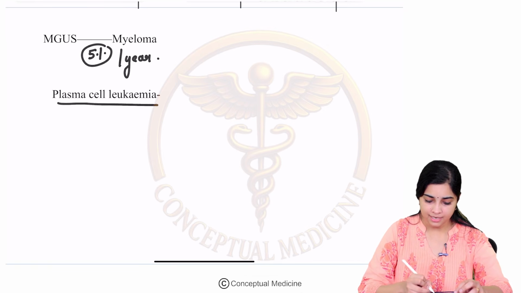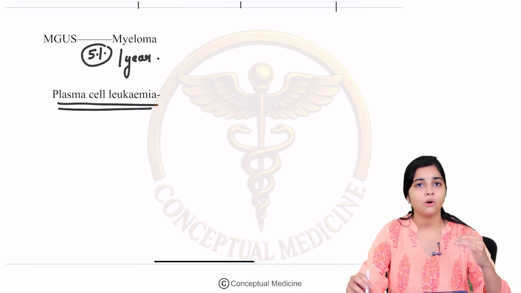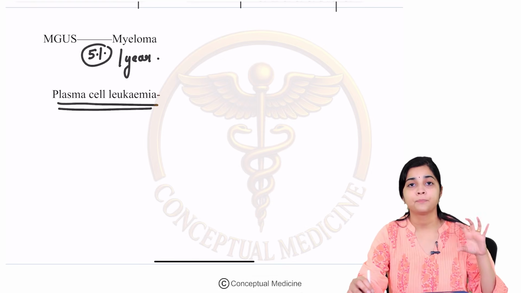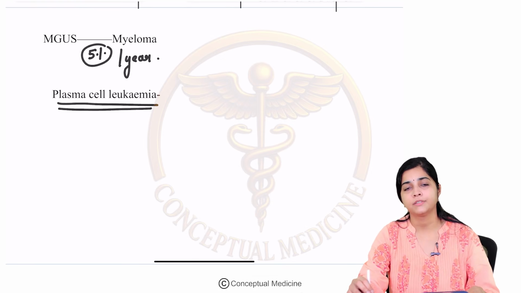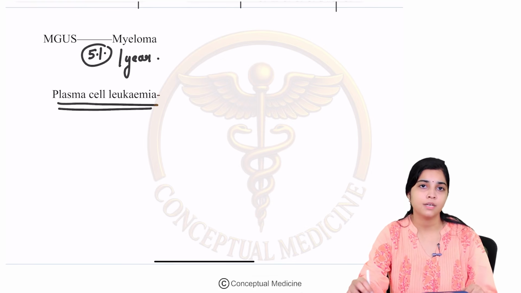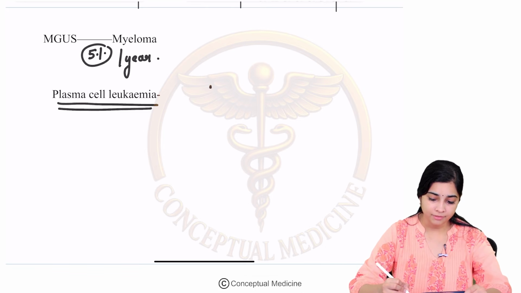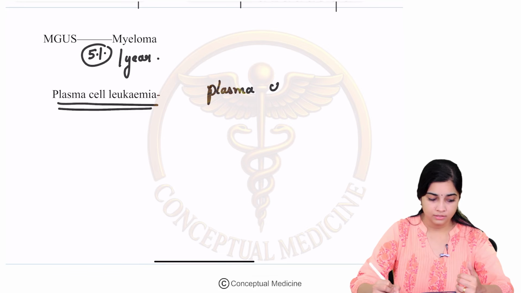So what is plasma cell leukemia? All this while what we were discussing is plasma cell dyscrasias. The blood does not show any evidence of raised or increased plasma cell percentages. Okay, so plasma cell leukemia is a type of plasma cell dyscrasia where there is evidence of plasma cells in the peripheral smear as well.